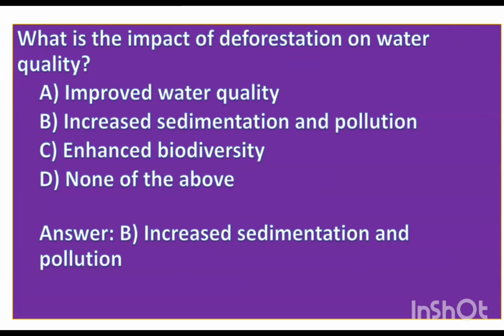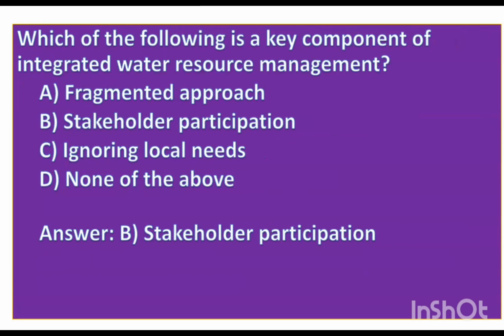What is the impact of deforestation on water quality? Options: improved water quality, increased sedimentation and pollution, enhanced biodiversity, none of the above. Answer: increased sedimentation and pollution. Which of the following is a key component of integrated water resource management? Options: fragmented approach, stakeholder participation, ignoring local needs, none of the above. Answer: stakeholder participation.